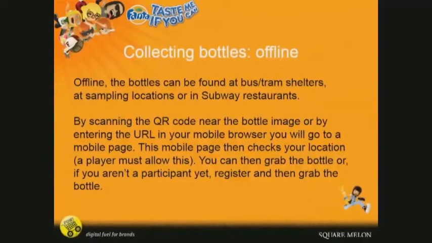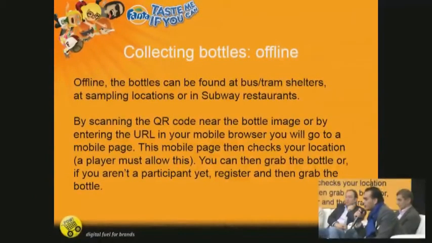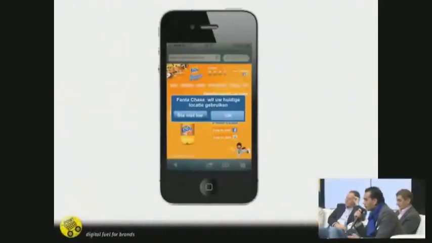Collecting the bottles offline. Offline, the bottles could also be found at bus and tram shelters, so just outdoor. There we used QR codes, and we also used mobile devices and geolocation, so people walking around using our mobile app would know that there's a bottle close by and they can grab it. So this was the mobile app, if you were close. We asked if Fanta could use your location, and then they found what needed to be done.